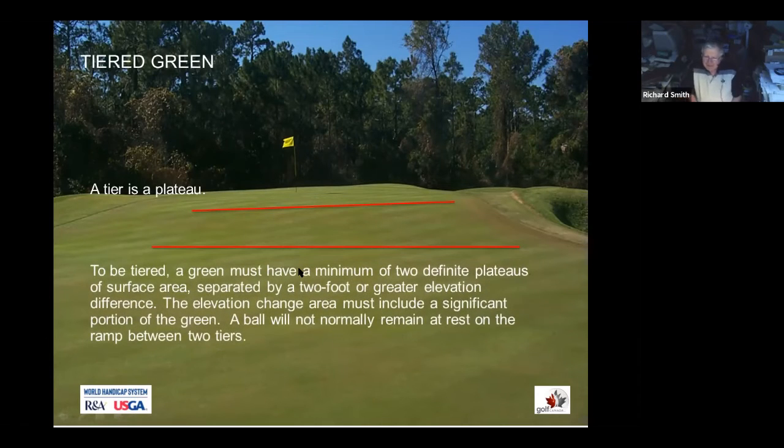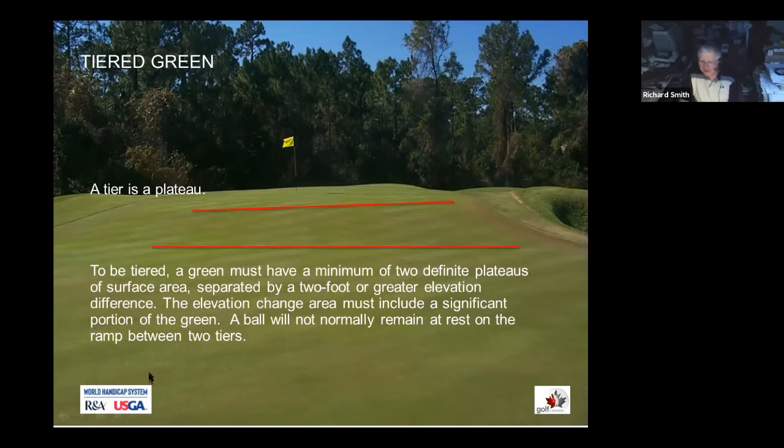So by definition then, a green must have a minimum of 2 definite plateaus or tiers separated by a 2-foot or greater elevation difference. And the elevation change area must include a significant portion of the green, and a ball will not normally remain at rest if you try to place it on that ramp. I don't mean drop it, but actually just bend over and try to place it with your hand. If it rolls away down that ramp, down to the lower tier, then yes, that will qualify.